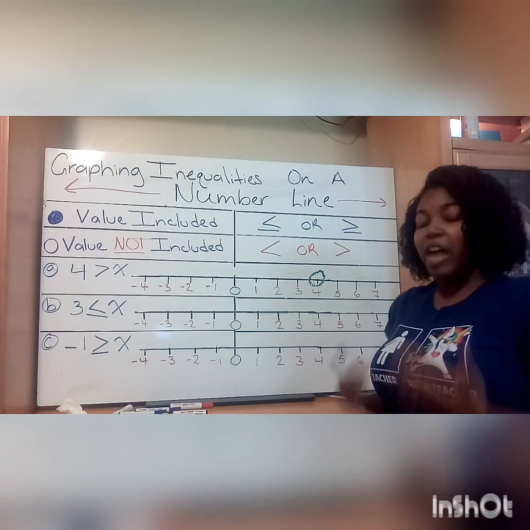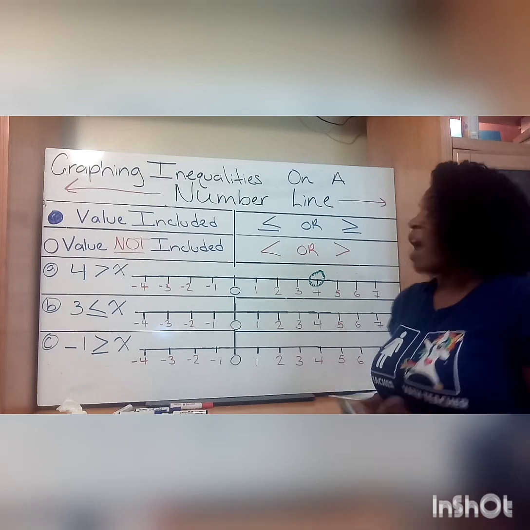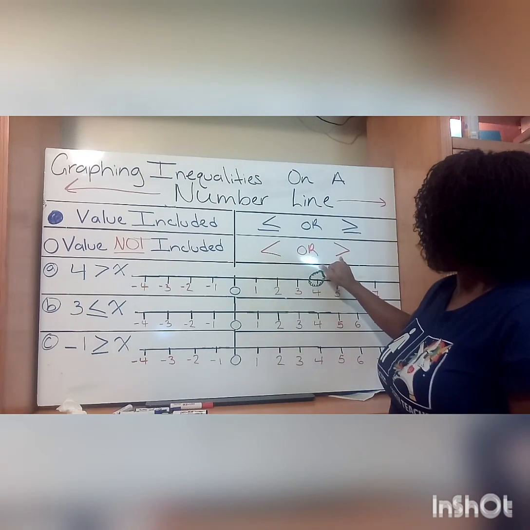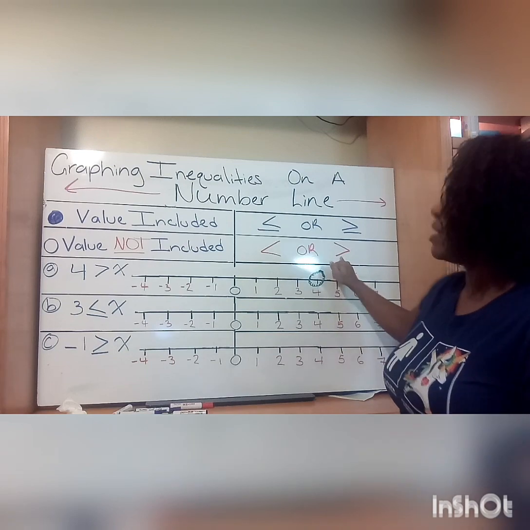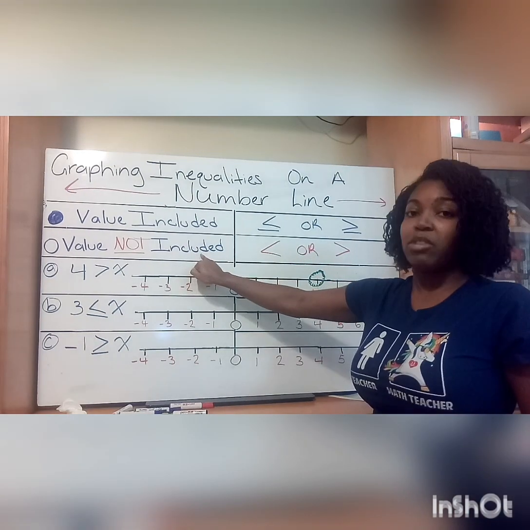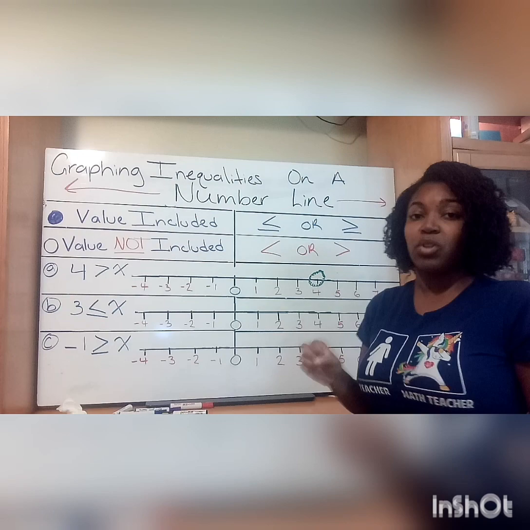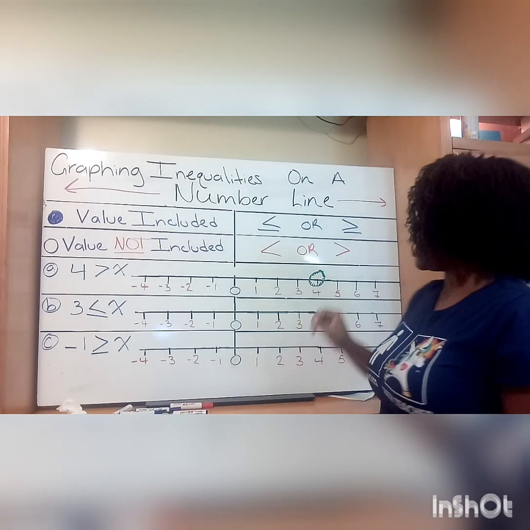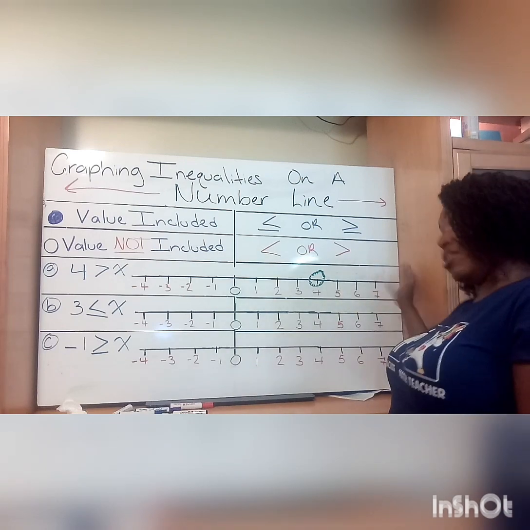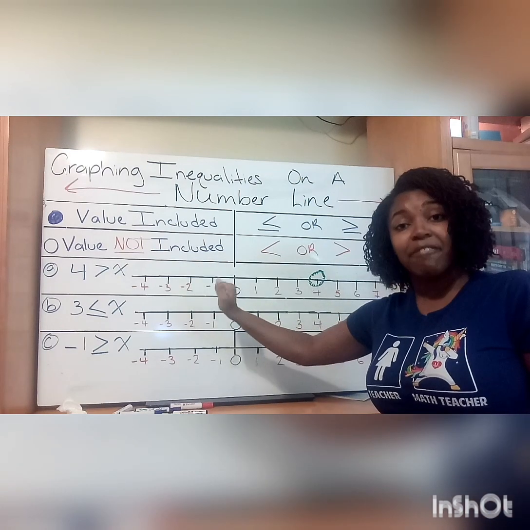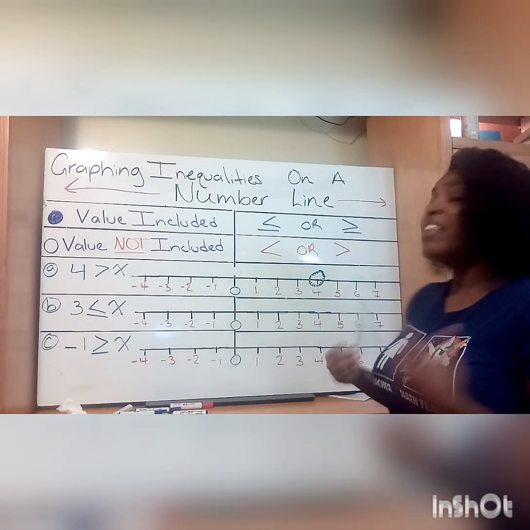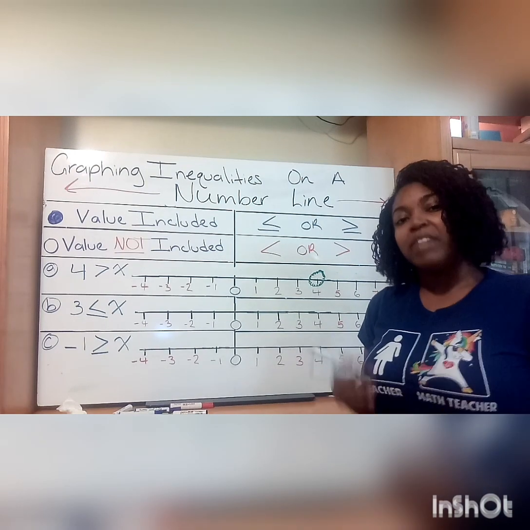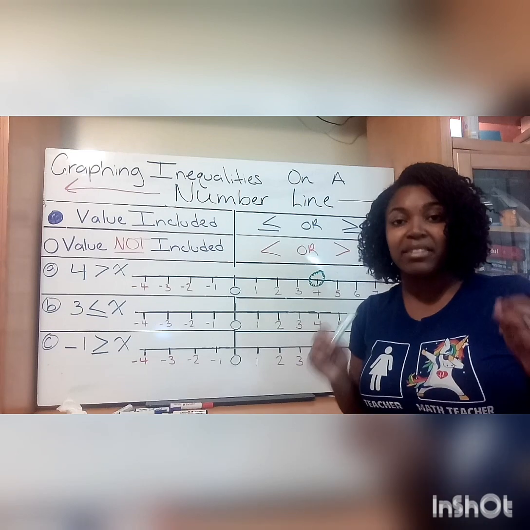To tell myself whether I need to fill that in or not, I'm going to look at my symbols. So right now we're looking at greater than. 4 is greater than X, and that means that the value is not included, so I'm going to leave my circle open, okay? Now I need to ask myself, am I shading in all the possible values to the right or all the possible values to the left? And that's when you can just pick a value and see if it makes your inequality true, to ask yourself if your answer makes sense.